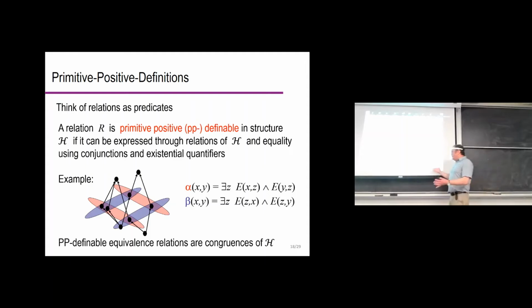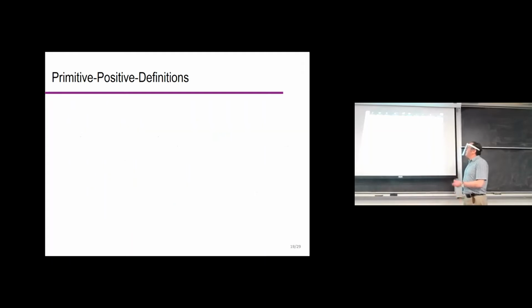Okay, so if I can PP define an equivalence relation in my structure, I will say that this equivalence relation is a congruence of H. Congruence came from universal algebra, actually, not from model theory. That's where these PP definitions belong to. But that's just terminology I'm going to use to avoid these PP definitions and stuff like that.